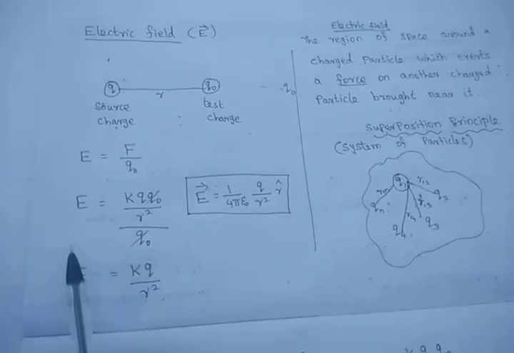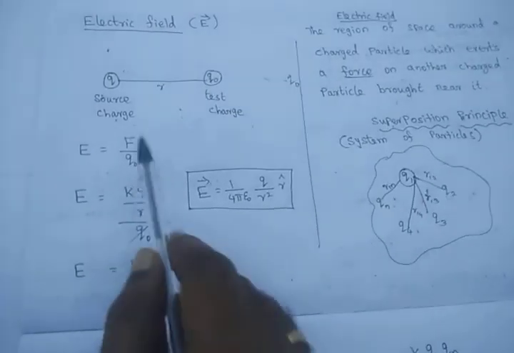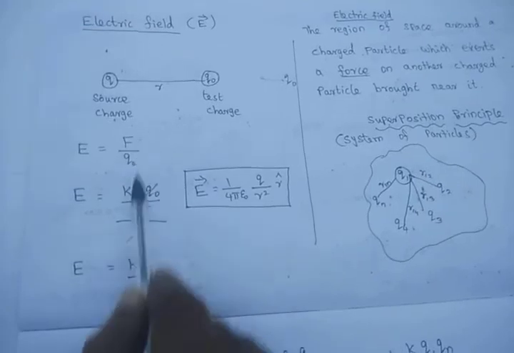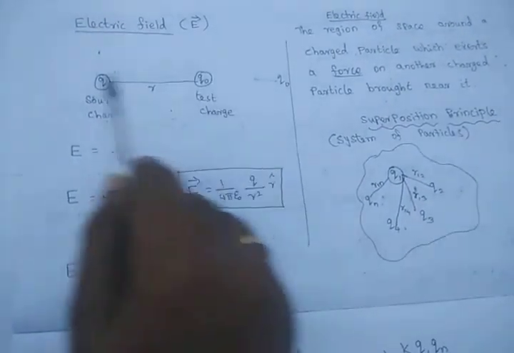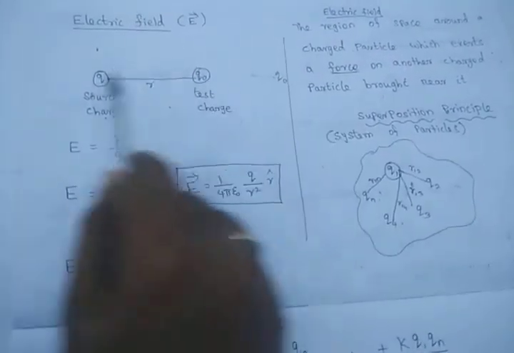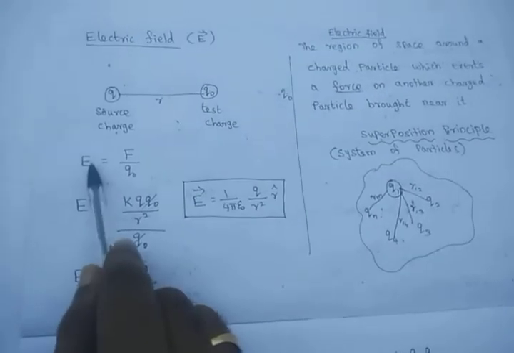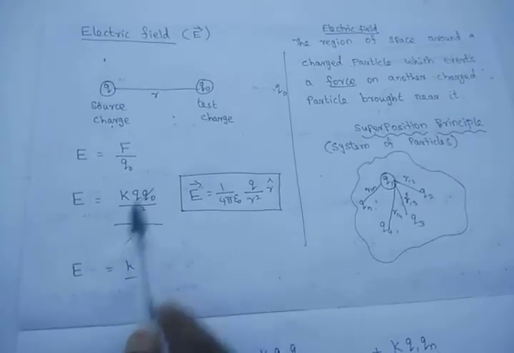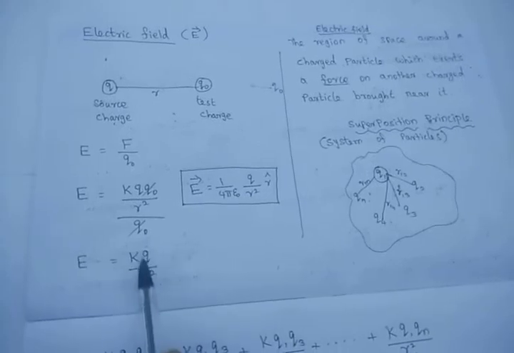F is the electrostatic force of repulsion, or the Coulomb force. So you substitute this force. What is the force value? The Coulomb force formula, K into Q Q naught by R square. That means the product of the two point charges Q and Q naught, and inversely proportional to the square of the distance R between these two. So E is equal to F by Q naught. Q naught gets cancelled. Finally we get the expression for the electric field as E is equal to KQ by R squared.